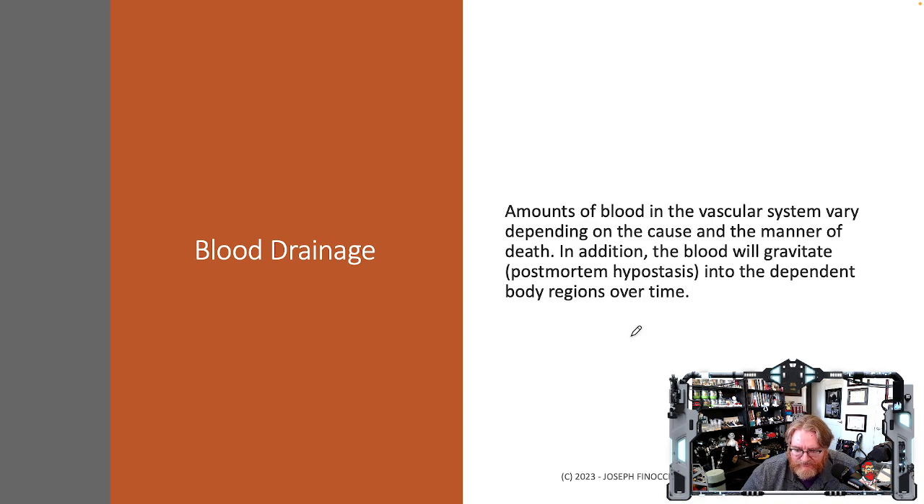Amounts of blood in the vascular system vary depending on cause and manner of death. In addition, blood and fluid are going to gravitate into dependent body regions over time, again, post-mortem hypostasis.